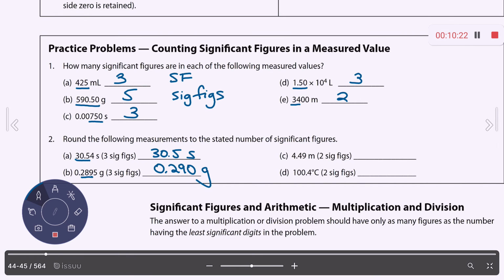For C, I want 2 sig figs, so I'm going to underline the 4.4. What would this become? 4.5. And then for D, this one's really tricky. I'm going to do this with you. For D, I want 2 significant figures, so I'm going to underline the 1 and the 0. Technically, there's no way for me to write this as an ordinary number with 2 sig figs, because if I make it 100 without a decimal, that's 1 sig fig. If I leave the decimal on the end, that's 3 sig figs. So you would have to put this in standard scientific notation like this to get it to 2 significant figures at one time.